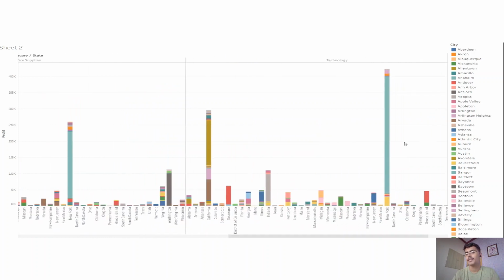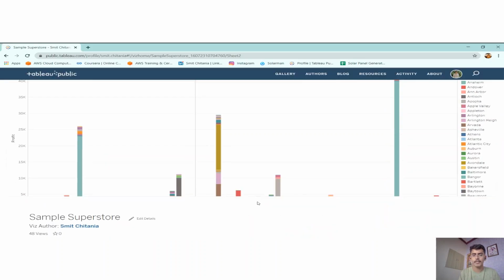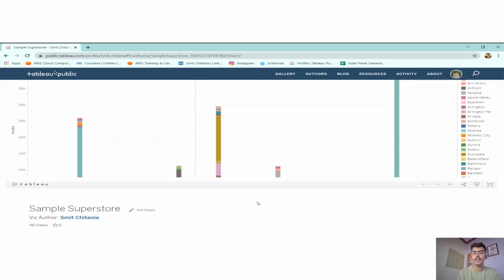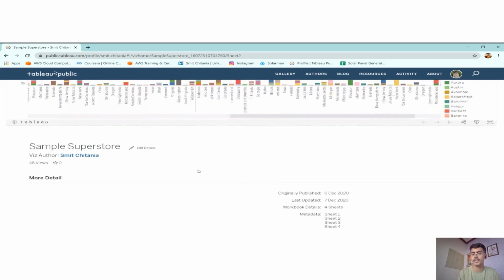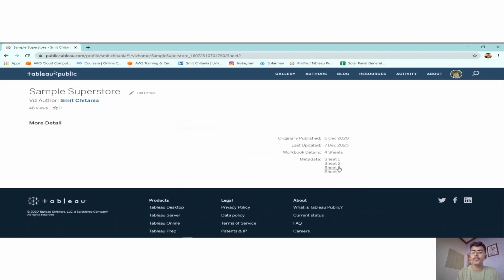See, where there are more users using technology, there are also more users using office supplies. So this is a relation: technology is mostly used where there are offices. This visualization helps to understand the relation between the products, and also what amount of profit was generated. Let's jump on to the third sheet.